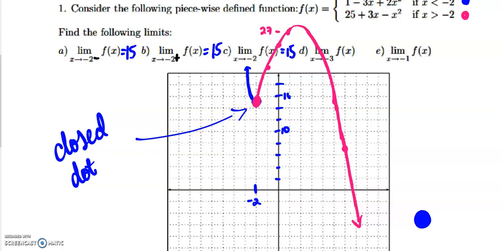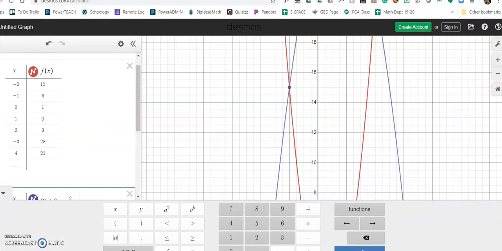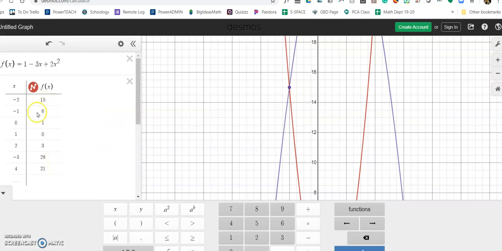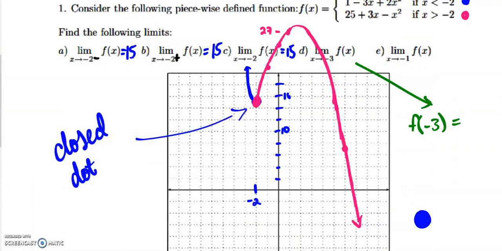If I take a look at two other things, the value at -3. If I go to look at my function, I notice I didn't actually put a point there. So I need to figure out what f of -3 is based off of this equation. Just to save myself a little bit of time, I put these equations into Desmos, and I got 28 for that limit, which makes sense. It should definitely be higher than 15, some value larger than 20, just based on my graph.